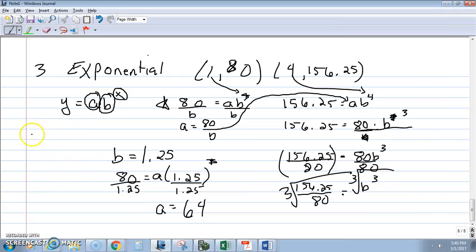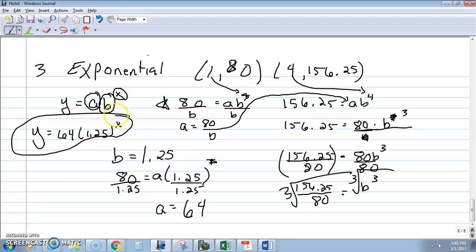The actual equation is y equals, what was my a? 64 times 1.25 to the power of x. Yay! Okay, number 4.